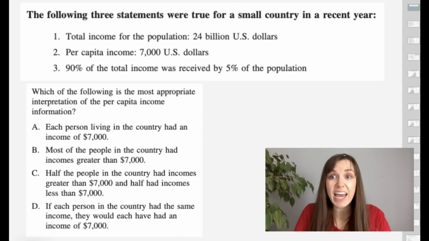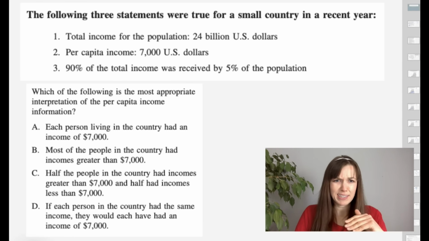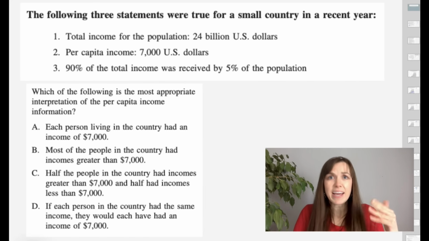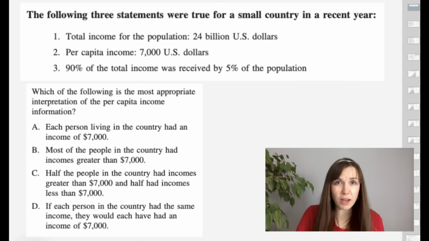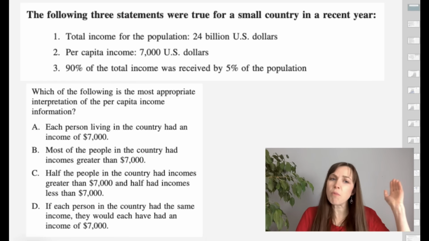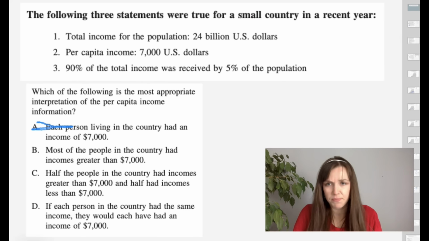Look at number 3. It says that 90% of the income was received by 5% of the people. So it's not even across the board. And think about here in the United States. Does everyone receive the same income? No. Some receive more, some receive less. So it's definitely not A.